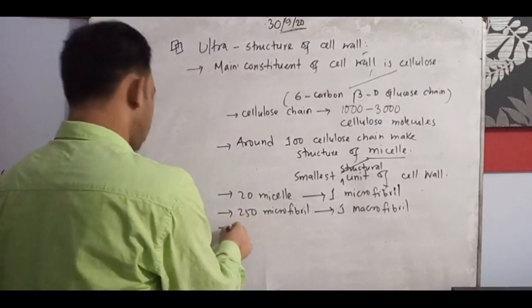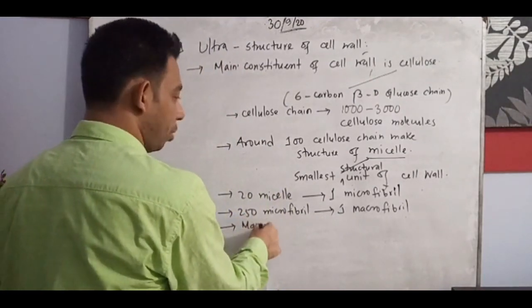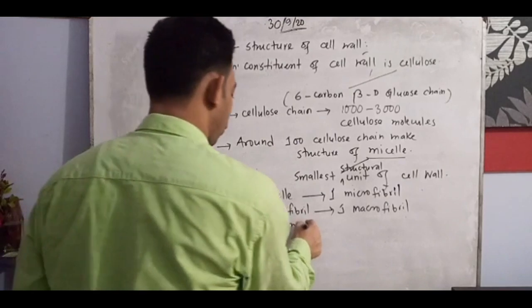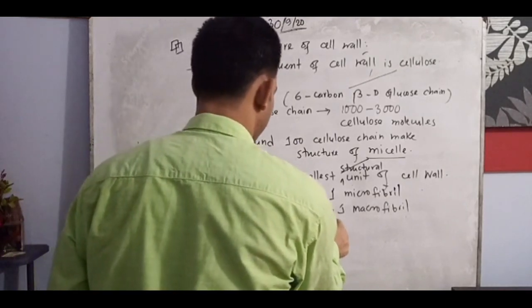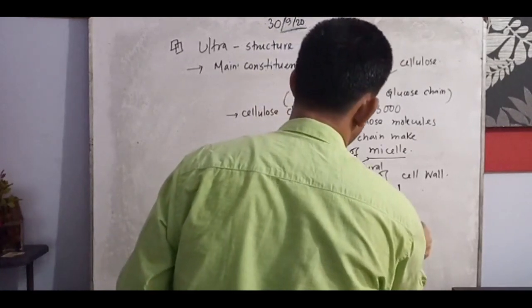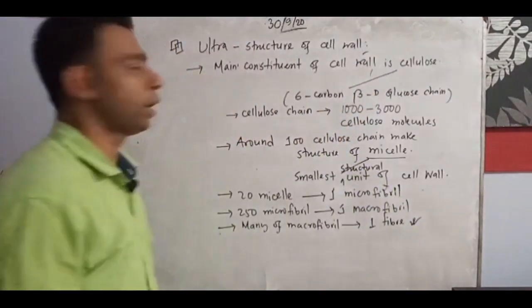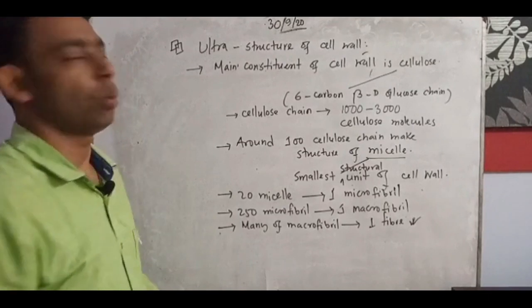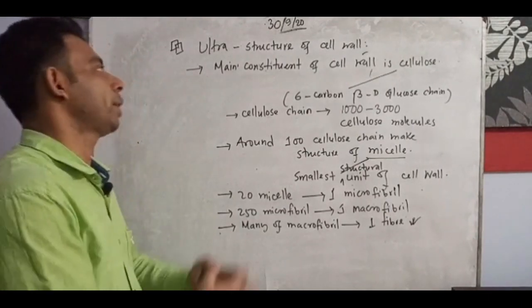Many macrofibril form one fiber. So this sequence is very important to know, the ultra structure of the cell wall. We will try to understand it now, my dear students.